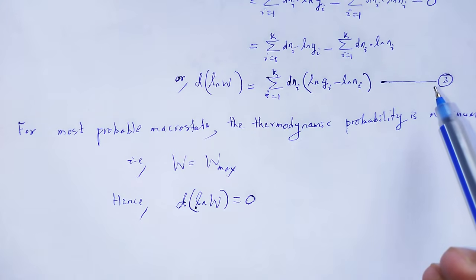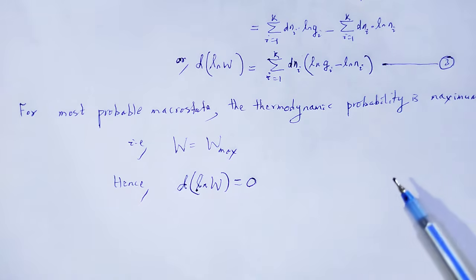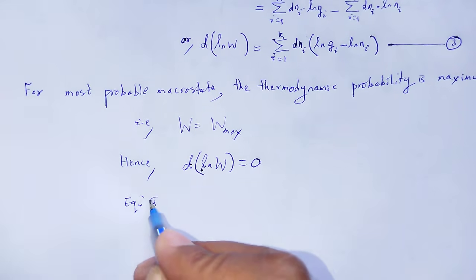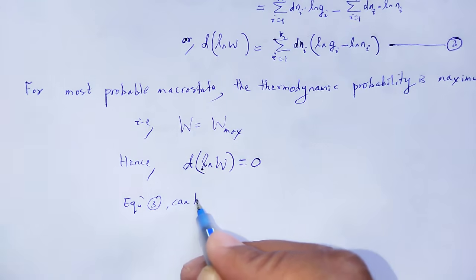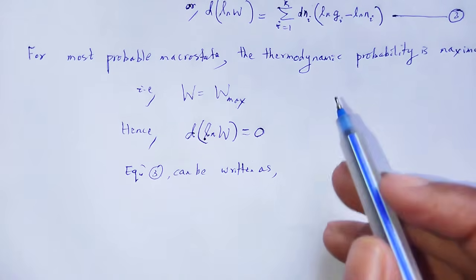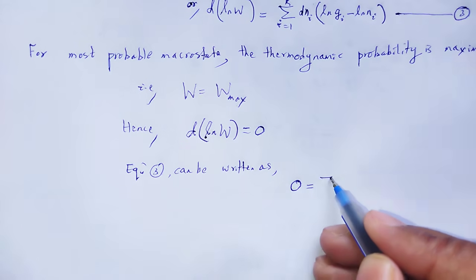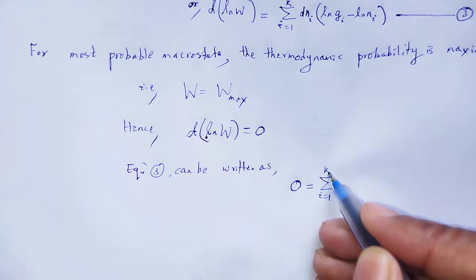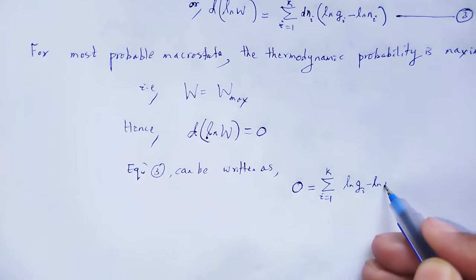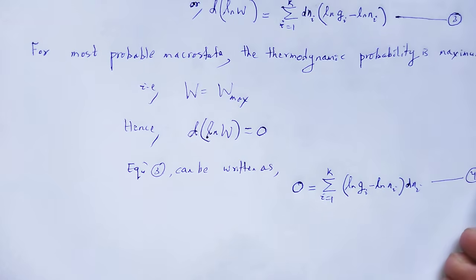So equation number 3 can be written as zero is equal to summation over i from 1 to k, ln Gi minus ln Ni into dNi, equation number 4.